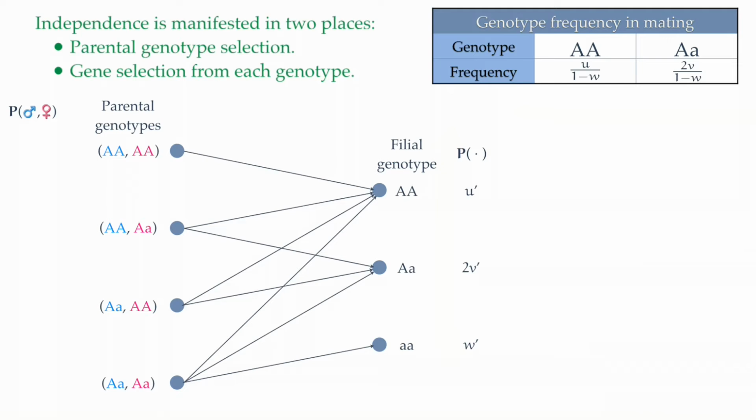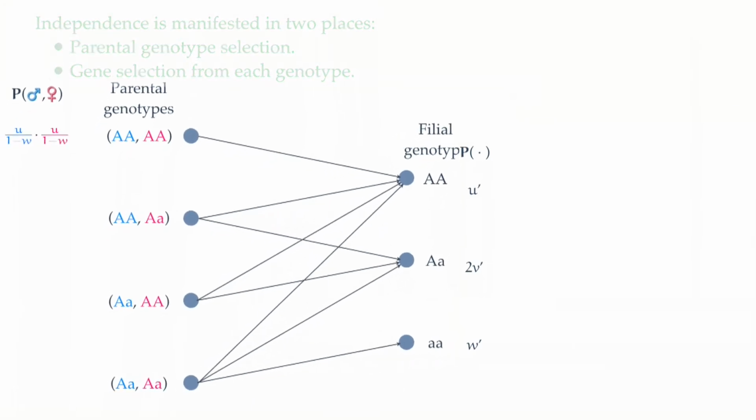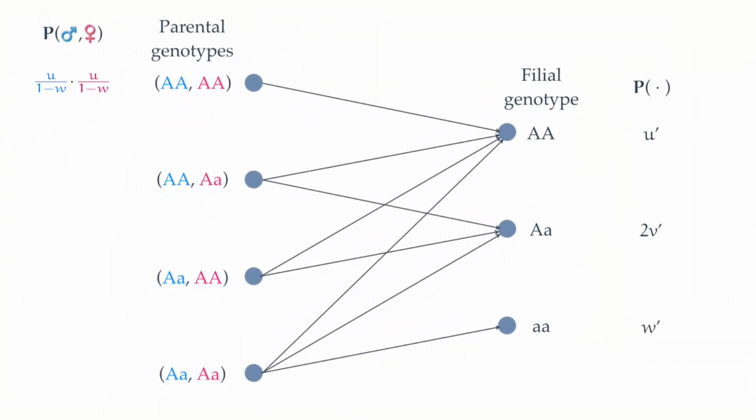So let's consider the 4 cases. In the case where both male and female are normal and homozygous, each of them has got a chance U over 1 minus W of occurring. Since males and females are selected independently under random selection, the probability of this is U over 1 minus W times U over 1 minus W. I've color-coded this to make it clear where these probabilities are coming from, one from the male, one from the female.